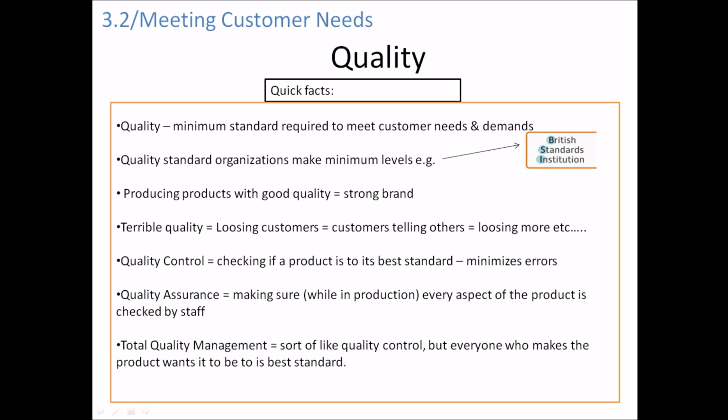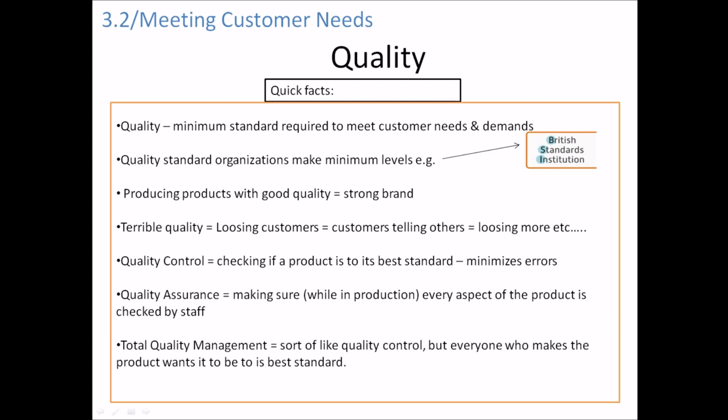Quality control means checking if a product is to its best standard. This minimises errors. Quality assurance means making sure while in production every aspect of the product is checked by staff. In other words, when you're making a car, at every single stage the product is checked, so you don't have to go back in the future at like the final stage to repair a wheel. This means you'll have to take everything apart, so it saves time.